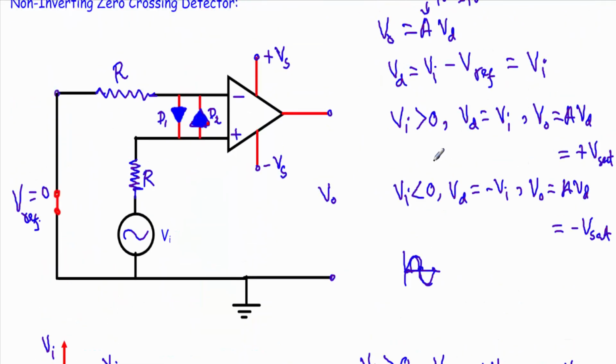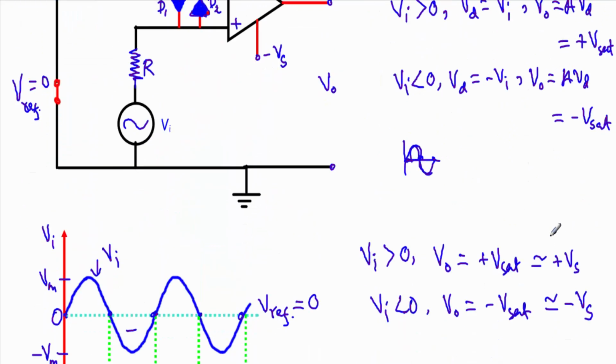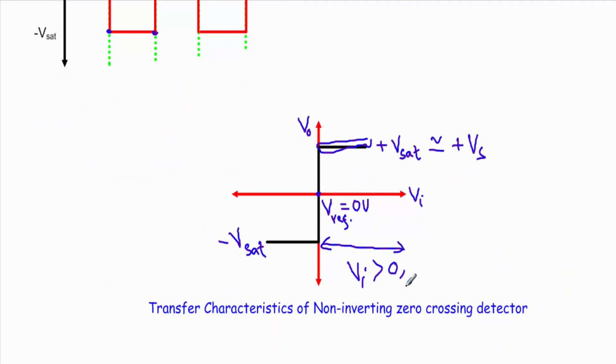When Vi is less than 0, our output voltage will be in the negative saturation voltage in this region. In this region our input voltage Vi is less than 0, therefore our output voltage will be in negative saturation, and the negative saturation voltage is controlled by the value of the negative supply voltage. Okay, this is the transfer characteristic of the non-inverting zero crossing detector. Okay, that's it.